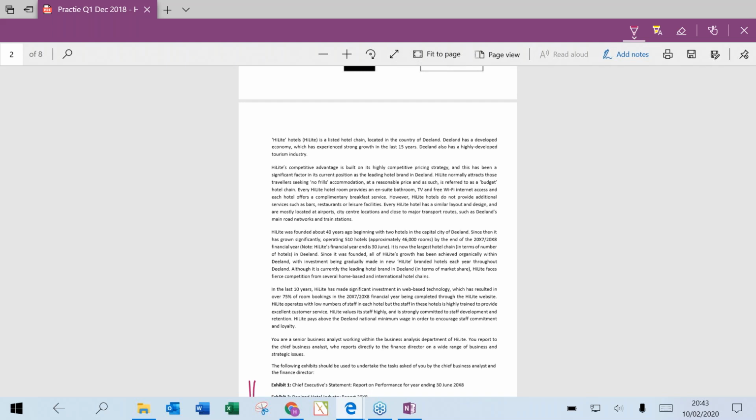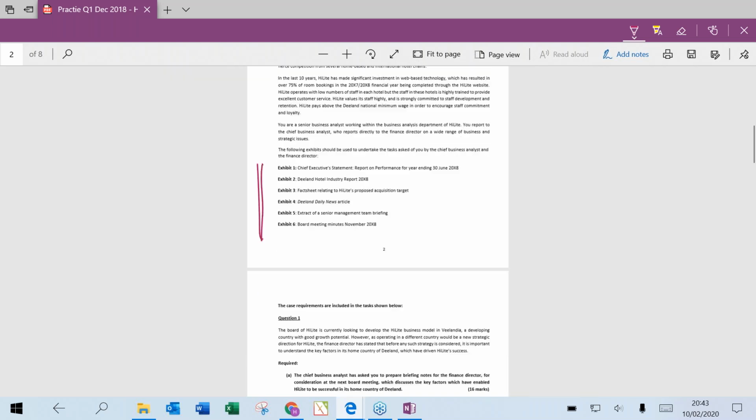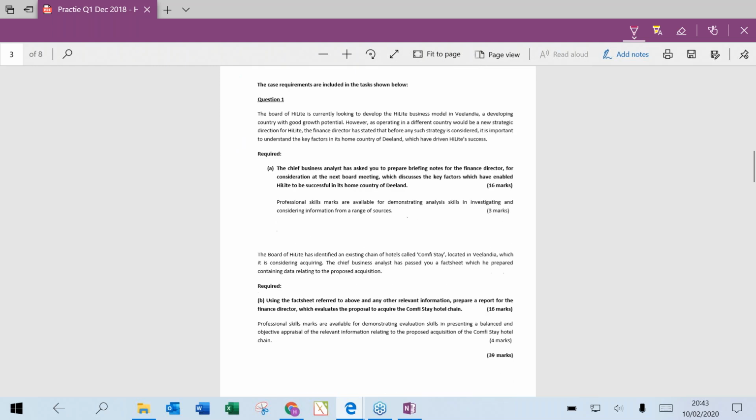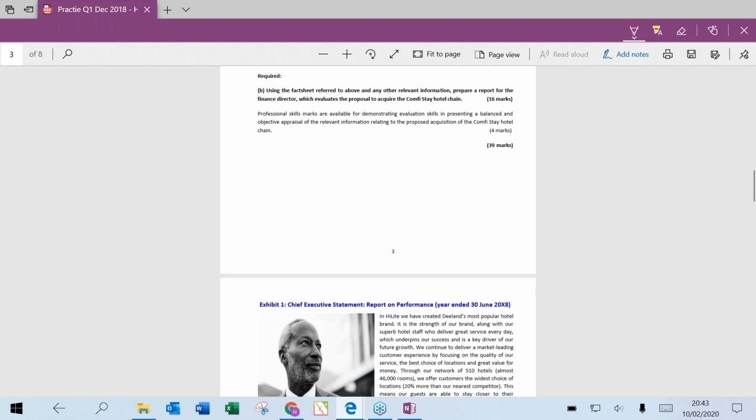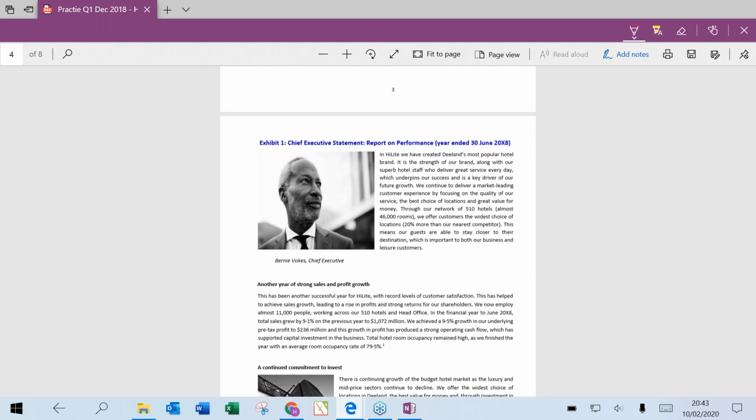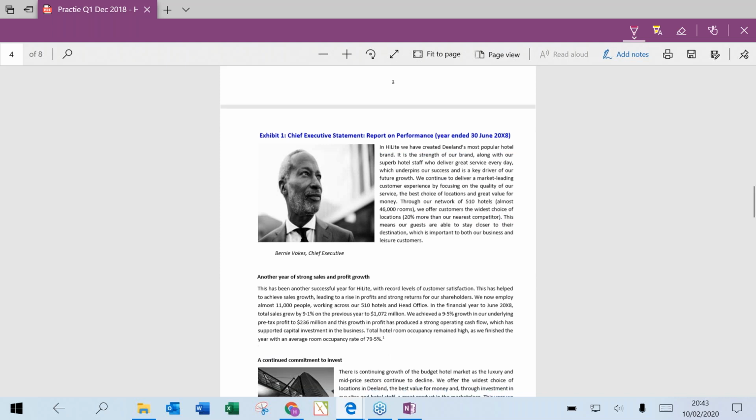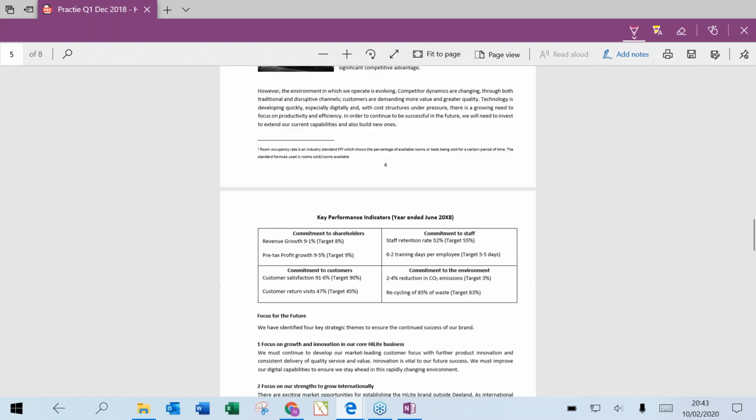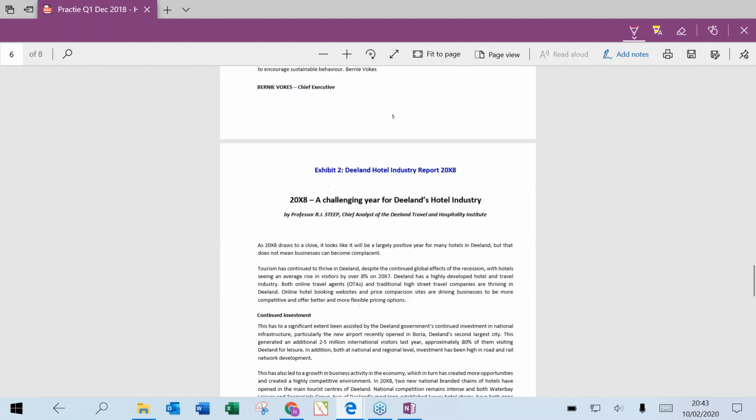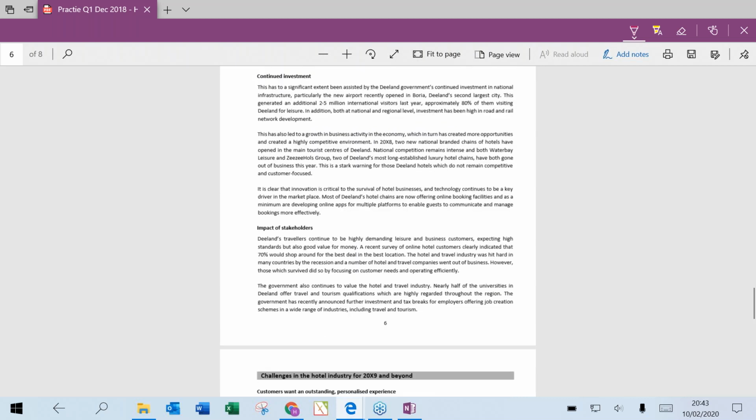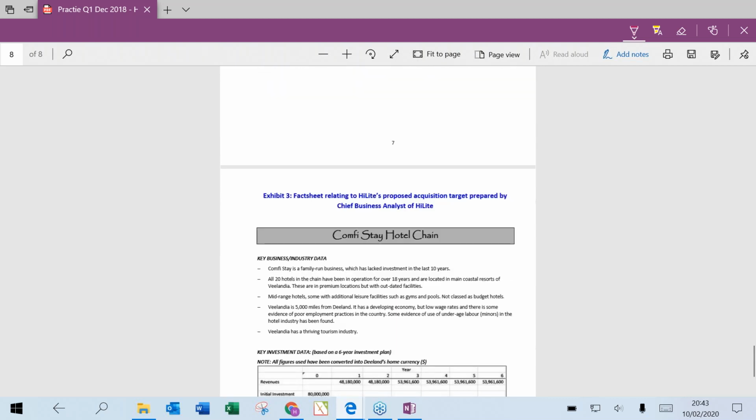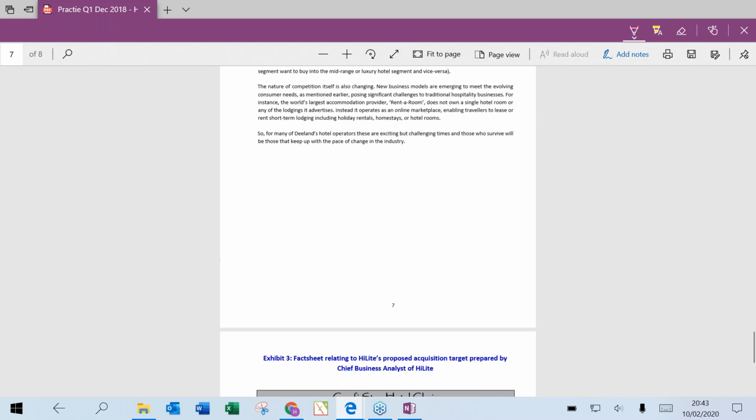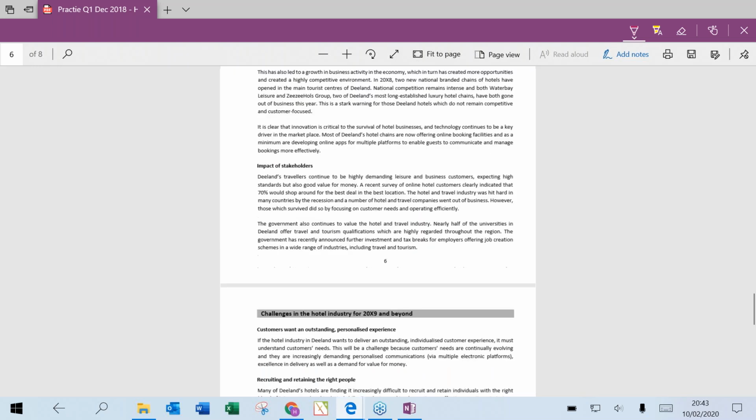So, and then after that, the requirements will come. You see, question 1 and then question 2 and this and that, and after the questions, each exhibit will come in sequence. Exhibit 1 is of 2 pages, and then exhibit 2 is another 1.5 pages, and then exhibit 3, you see some financials.